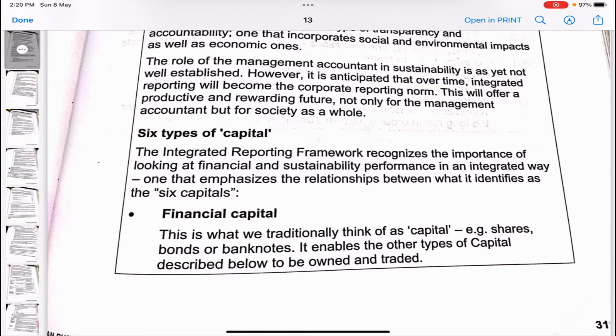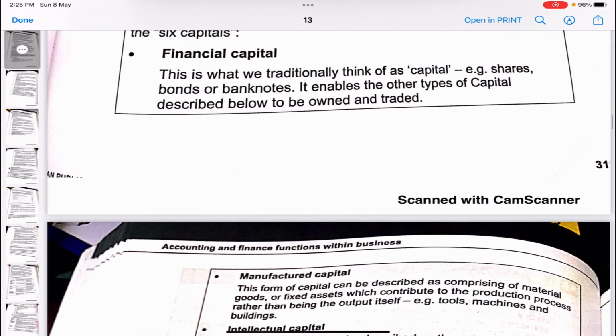So, there are six types of capital. Let us see what the six types of capital are. The integrated reporting framework recognizes the importance of looking at financial and sustainability performance in an integrated way, one that emphasizes the relationship between what it identifies as the six capitals. So, the first capital we're going to study is financial capital. What is financial capital? Financial capital is what we traditionally think of as capital. What comes to your mind when you think of capital? Money, right? So, that is the financial capital.